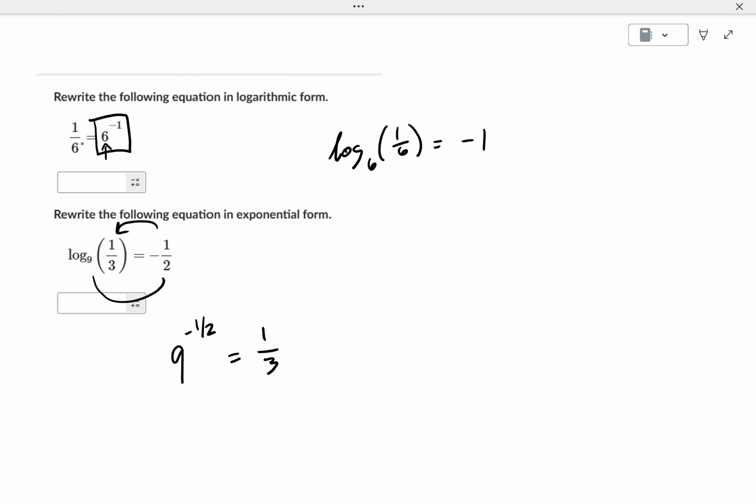So when we're writing a logarithm, what it's equal to is the exponent of the exponential form. The argument is by itself on one side. The base is the base. And so that's how you can match up those three different parts. Okay, so that's rewriting them in the other direction.